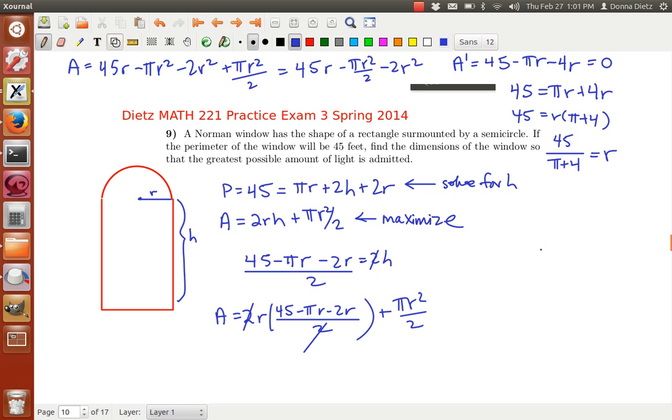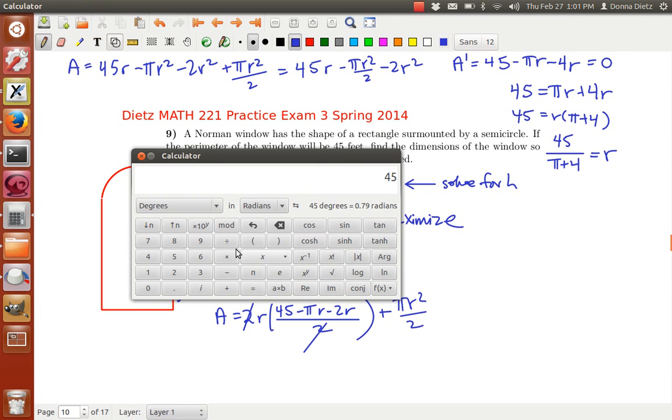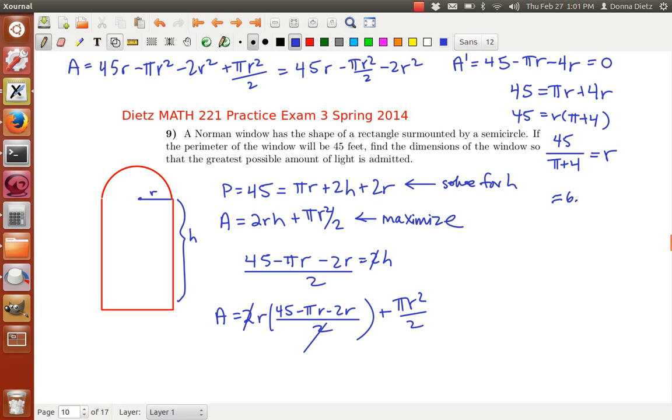Anyway, so there I have r. And now I'm going to find out what it is numerically. 45 divided by pi plus 4. About 6.3. A little bit bigger than 2 pi.